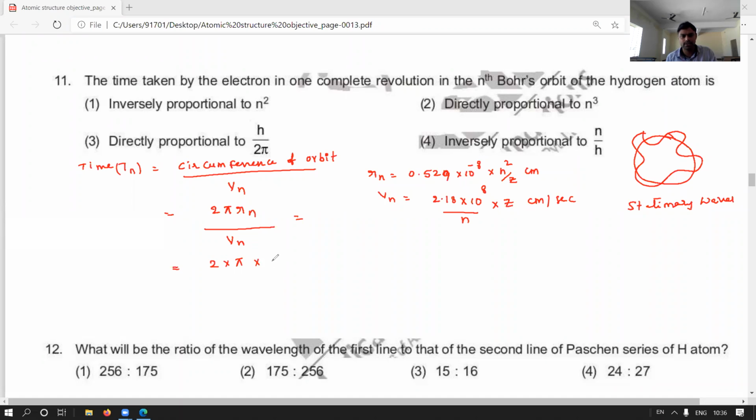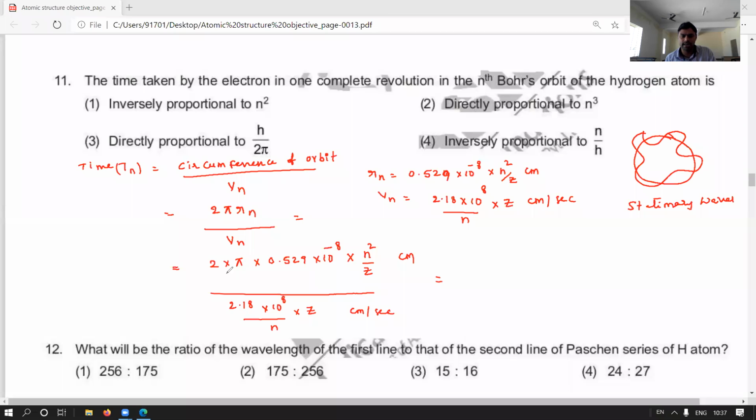Then we'll get the value, that is 2 into pi into the Rn value, 0.529 into 10 to the power of minus 8 into n square by z, whole by the velocity of the electron in the nth orbit, 2.18 into 10 to the power of 8 by n into z. Now the radius is in centimeters and velocity in centimeters per second, so the time comes in seconds.